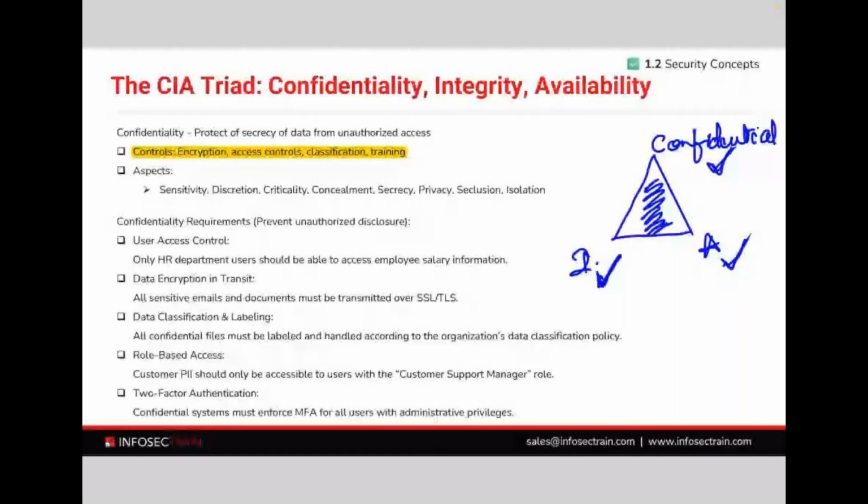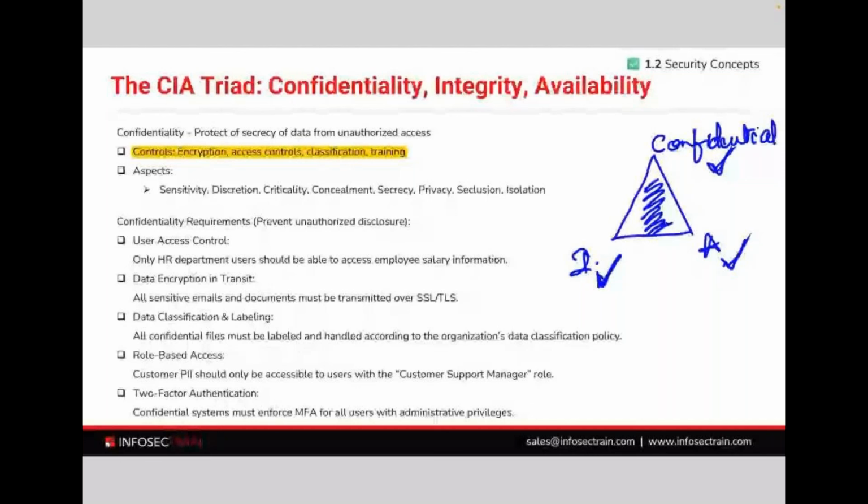Now let's look at a few examples of confidentiality. You have aspects of confidentiality around user access control, where only HR department users should be able to access employee salary information. Employee salary information is confidential in nature. I am not supposed to know how much you are making as salary, and somebody outside the company must not know how much our employees are getting paid. So the only people who can have access are HR. This is an example of confidentiality applied to our day-to-day lives.